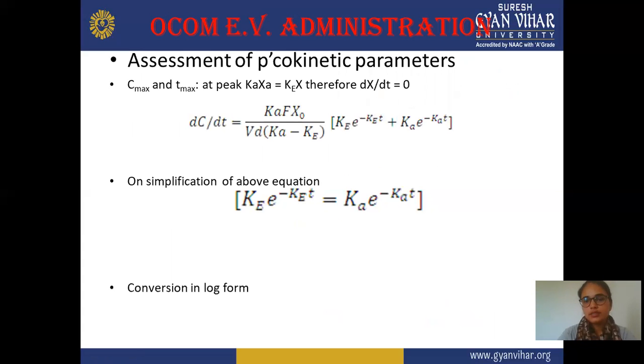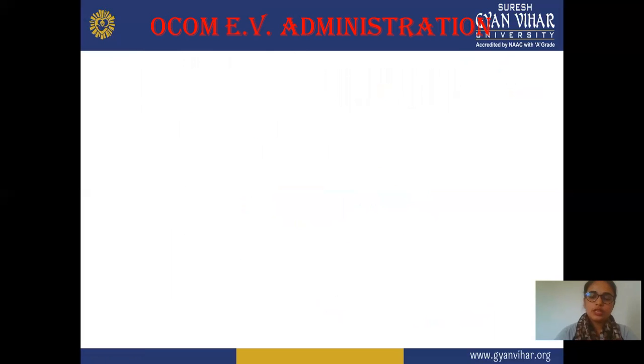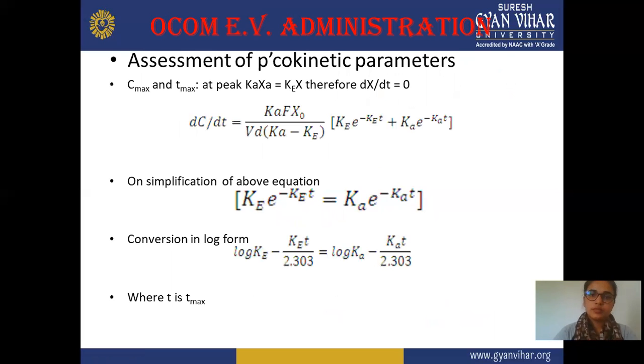Next is the assessment of extravascular administration, or how we calculate the pharmacokinetic assessment of the extravascular one compartmental open model. In this, Cmax and Tmax: at a peak, Ka Xa is equal to Ke X, therefore dX by dt is equal to 0. Hence at maximum time or maximum concentration at peak level, Ka Xa is equal to Ke X, and therefore we can write dX by dt is equal to 0.